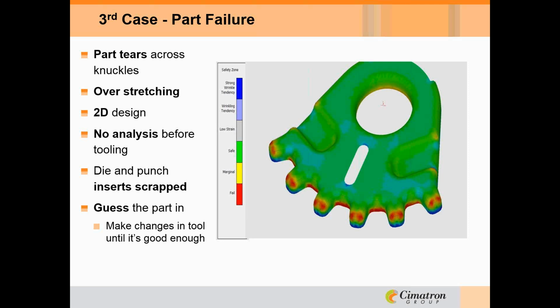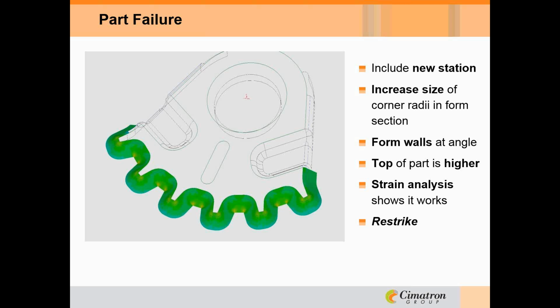So guess what the part would come out as being? It didn't work. Try another shot, still it didn't work. That was what you would call the engineering process. Keep making changes until finally you reach a point where you feel like the part is good enough or it actually does work. Well, about that point, after scrapping 3 sets of hardened die and punch inserts, the idea was, let's give this analysis stuff a shot here.